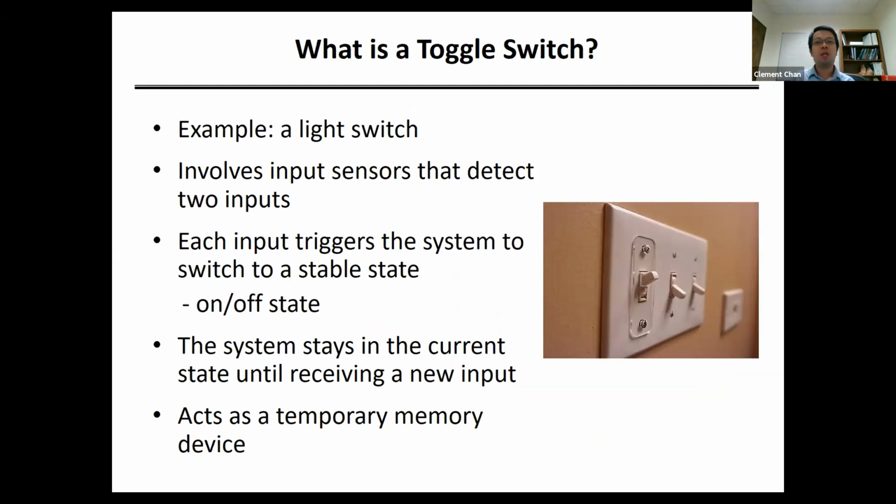A toggle switch can detect basically two different signals, and each of the signals can move the system to a stable state. In the case of a light switch, the two stable states would be lights on and lights off. Because of these properties, a toggle switch can also be used as a memory device to remember the last signal that it has received.